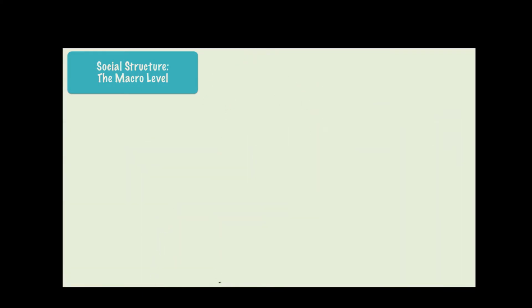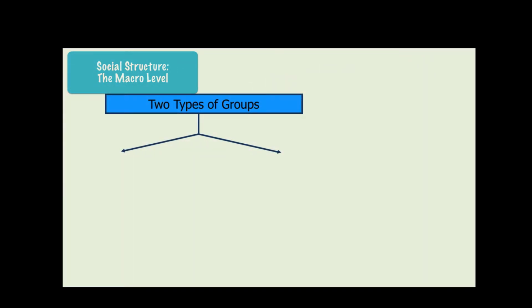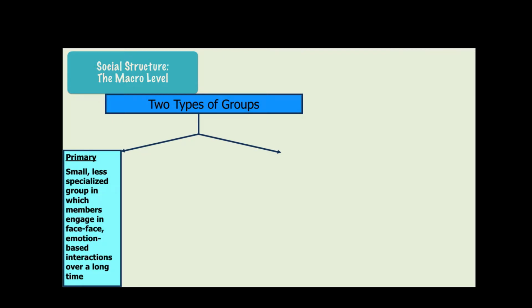A social group consists of 2 or more people who interact frequently and share a common identity and a feeling of interdependence. Groups are another important component of social structures. Throughout our lives, most of us participate in groups, from our families and childhood friends to our university classes to our work in community organizations and even into society. We're going to look at 2 forms of groups, primary groups and secondary groups. Primary groups are a small, less specialized group of members which engage in face-to-face, emotion-based interactions over a long period of time.